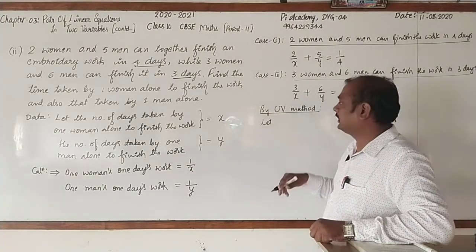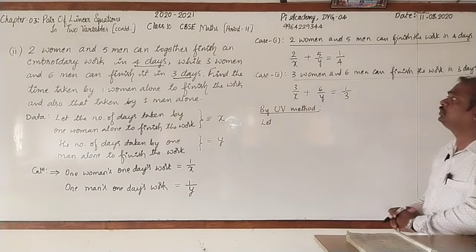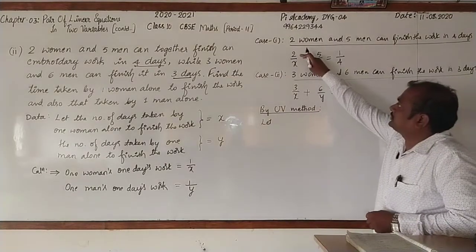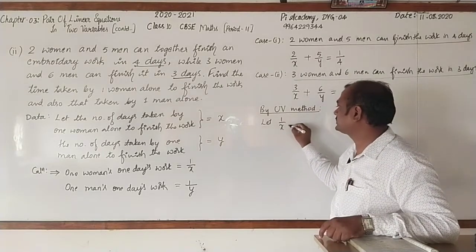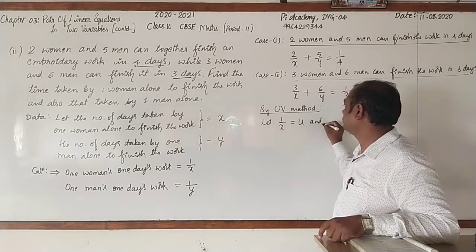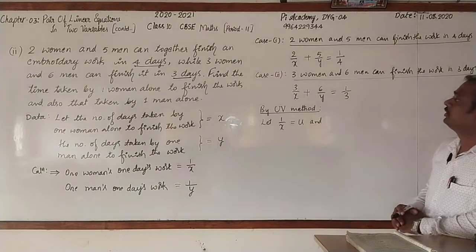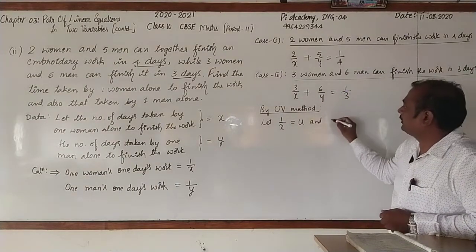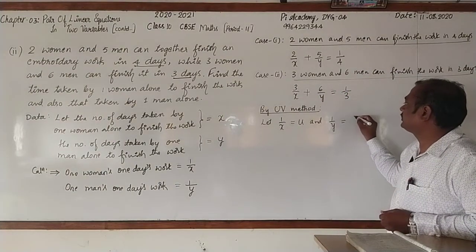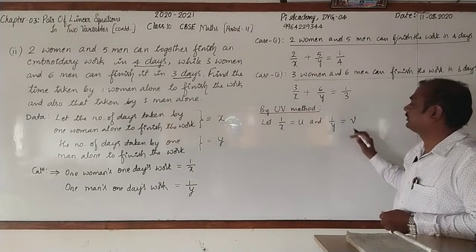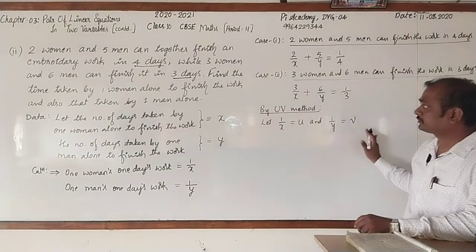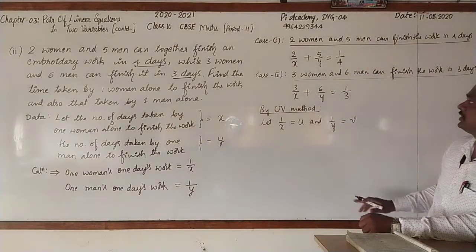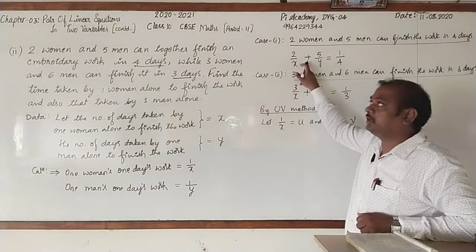Write with me. Let what is to be taken as U. You are right, it is 1 by X. Here also 1 by X. Let 1 by X is equal to U. And what about V? V is 1 by Y. 1 by Y is equal to V. Got it? Yes. Now let us go for converting the equations in terms of U and V.